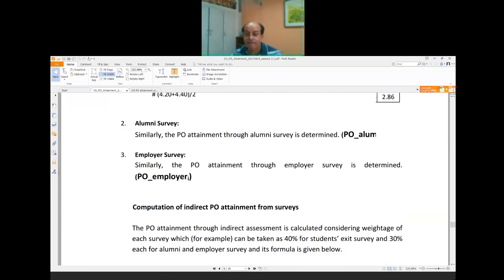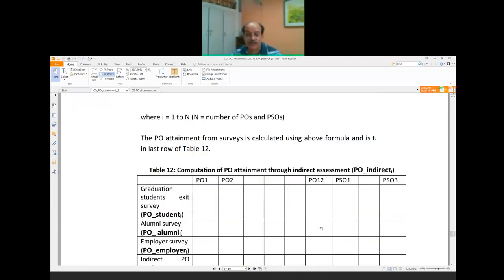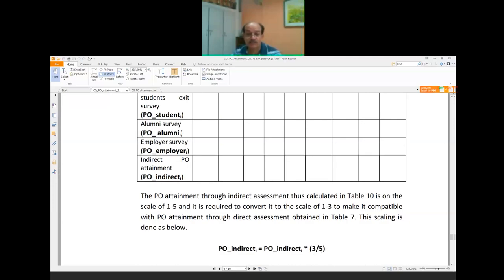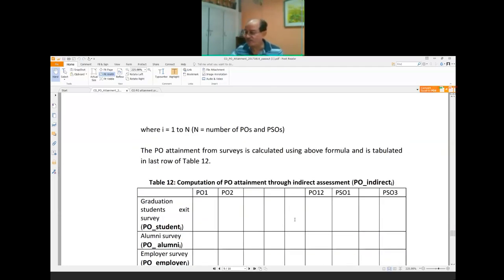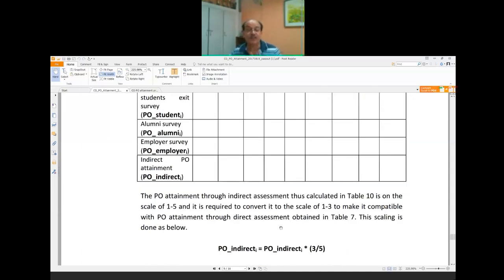And in the next table, you are dividing by 3 by 5. I'll explain that. There is a direct assessment which we have calculated with the 3, either a very strong correlation, low correlation or little correlation. Whereas we made the indirect assessment questions with 5 only. So just to scale both the factors at the same level, we have made this 3/5.